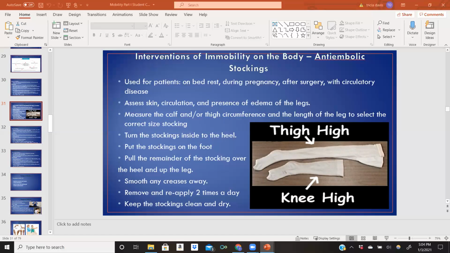You're going to put the stocking on the foot, and then you're going to pull the remainder of the stocking over the heel and up the leg. You'll smooth away any creases, make sure that it's nice and smooth, and then you can remove them and reapply them 2 times a day. Sometimes the doctors will put in specific orders how they want them. Sometimes they don't, so it's up to your discretion. And then you want to keep the stockings clean and dry, and if they do get dirty for any reason, you can always just grab another pair.